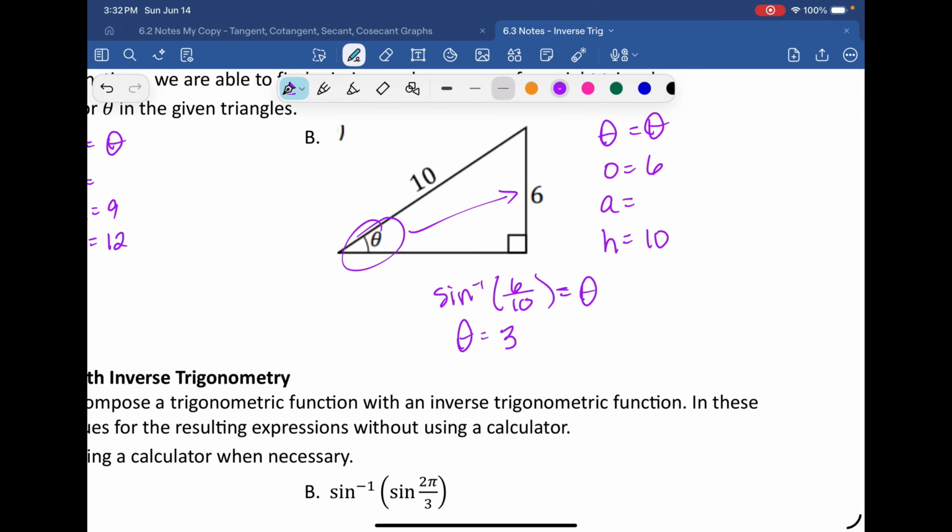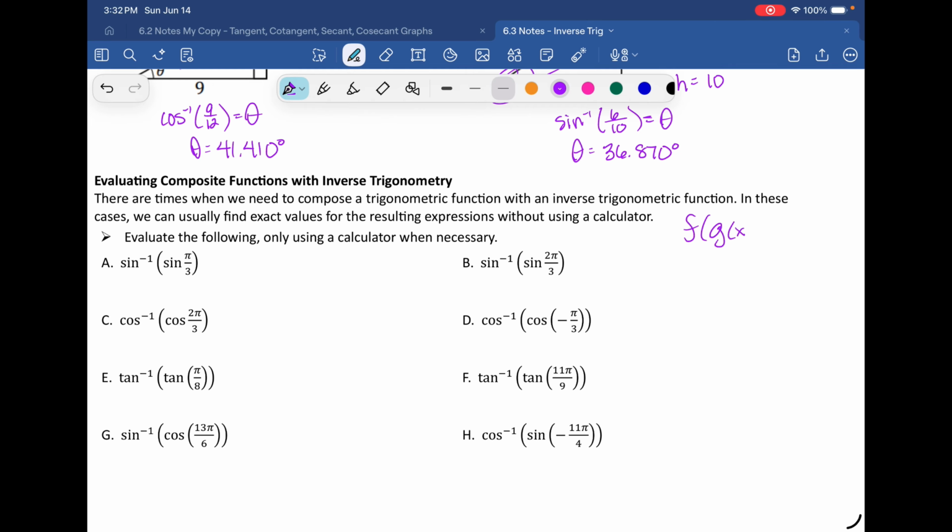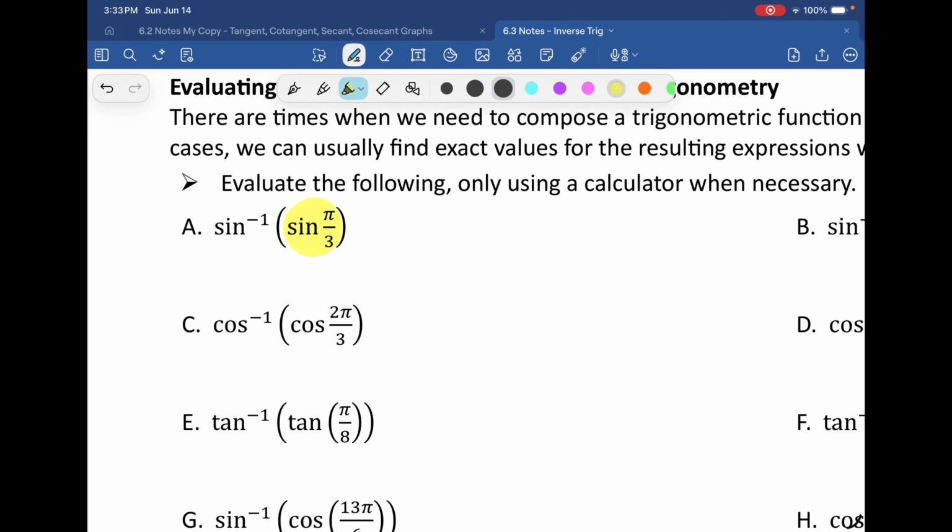All right, composite functions. You did these in 1513 as well. This means you have a function inside another function. So when you do composite functions, you work your way inside out. So we're going to do the inside. So we're going to do the sine of pi/3. Okay, I'm keeping the outside.